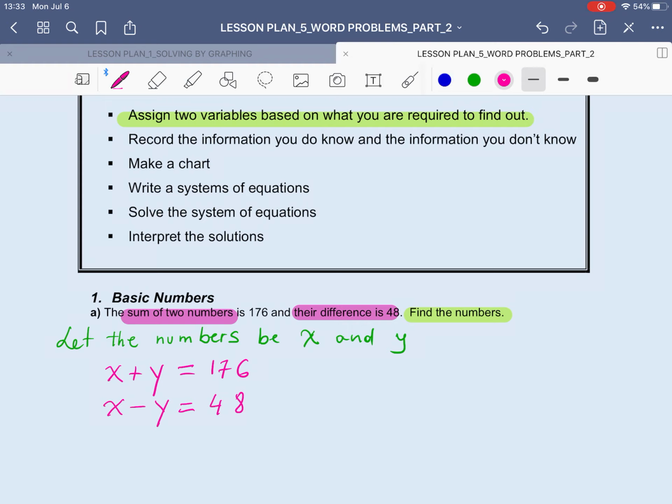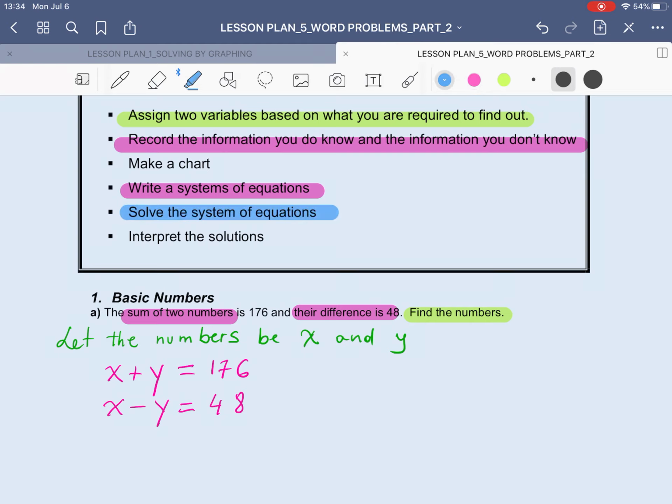So what we just did in here was recording the information that we know and the information that we don't know. Usually we want to make a chart, but in this case we don't have to. And then write a system of equations, which we were able to do right away because it is a very straightforward question. In the next step, we have to solve the system of equations. So let's get started. To solve the system of equations, I would use elimination because, it's not a secret anymore, it is my favorite method.